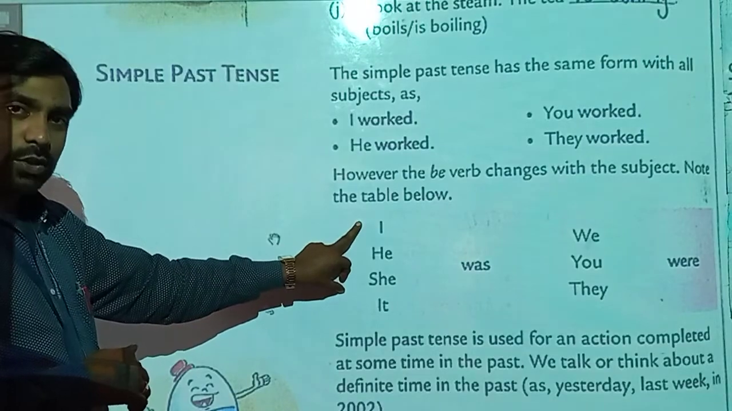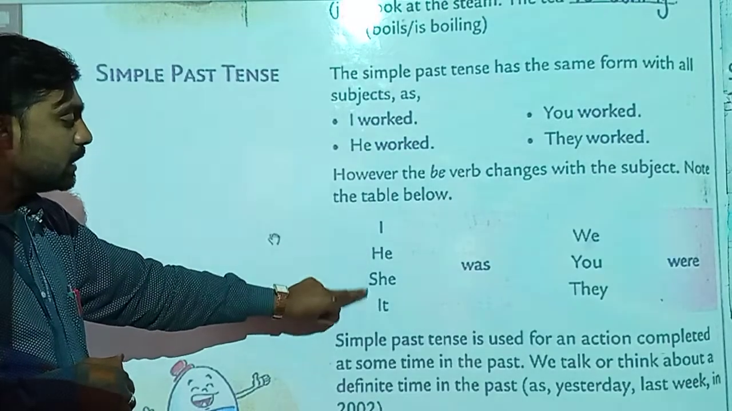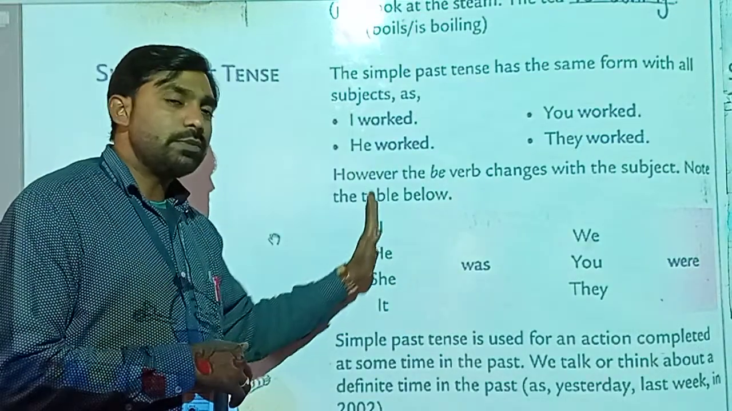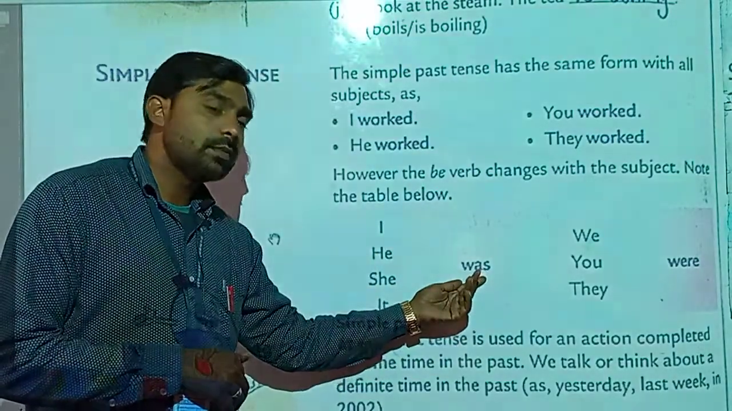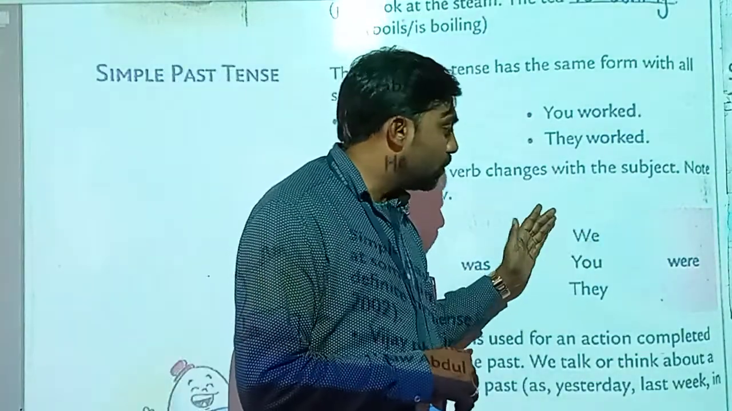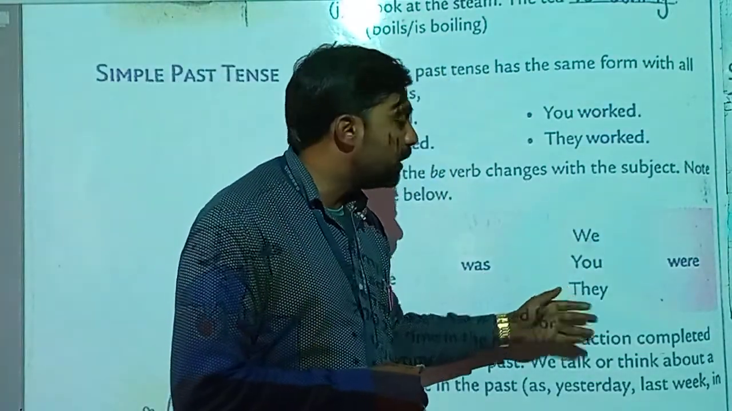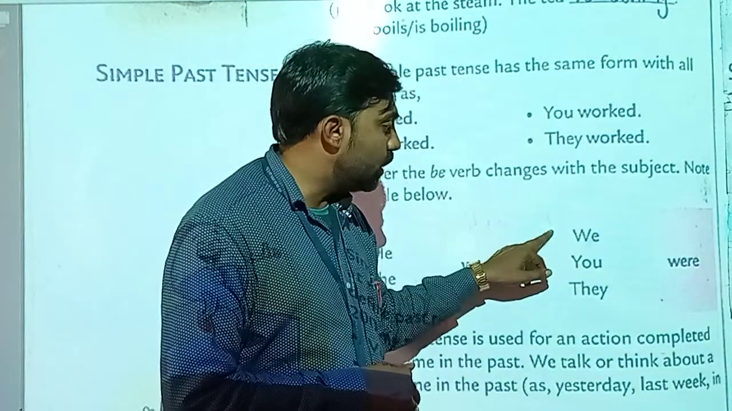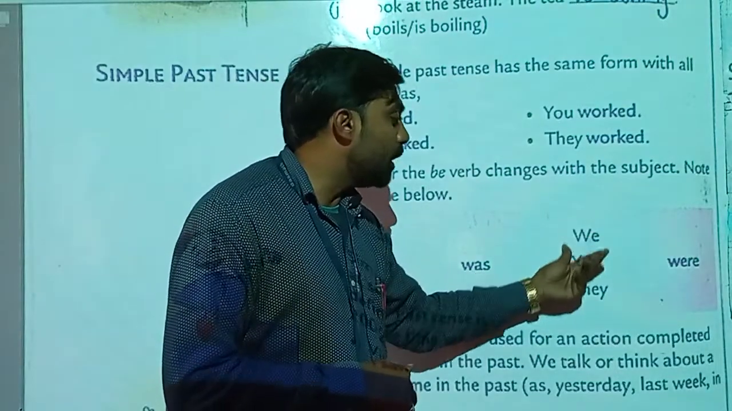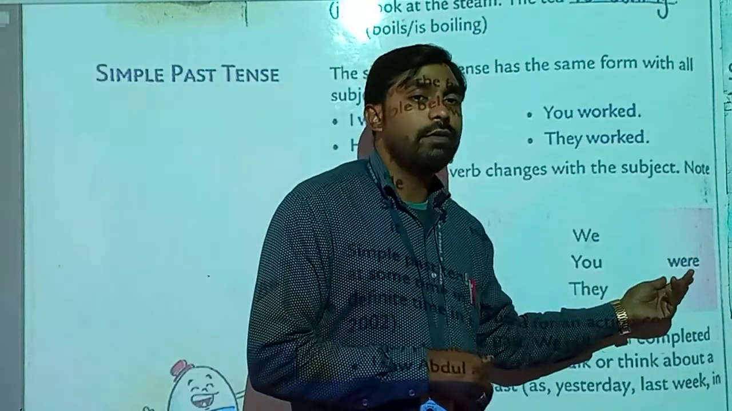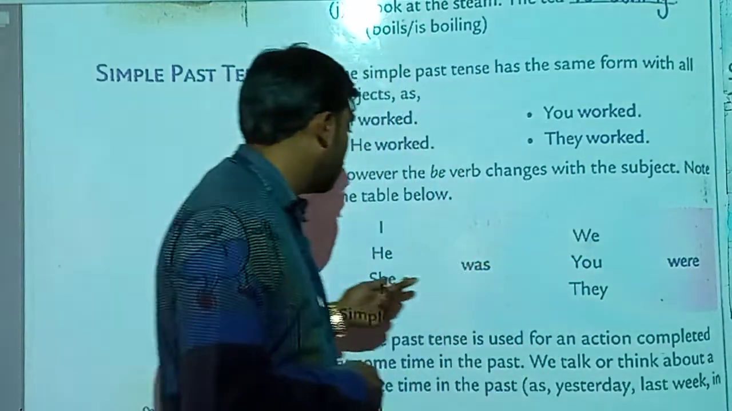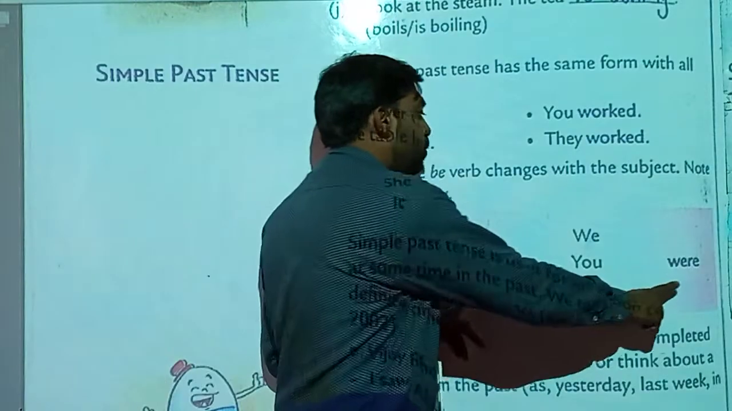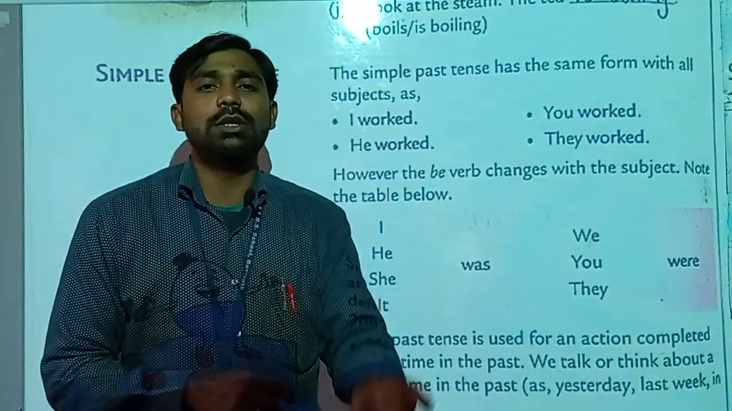Now let's see, it is given here. I, he, she, it. These all subjects are singular. With singular subjects we have to use was. And these subjects, we, you, they, these all are plural subjects. With plural subjects we have to use were here. Understood? But the to be form we use only in continuous tense.